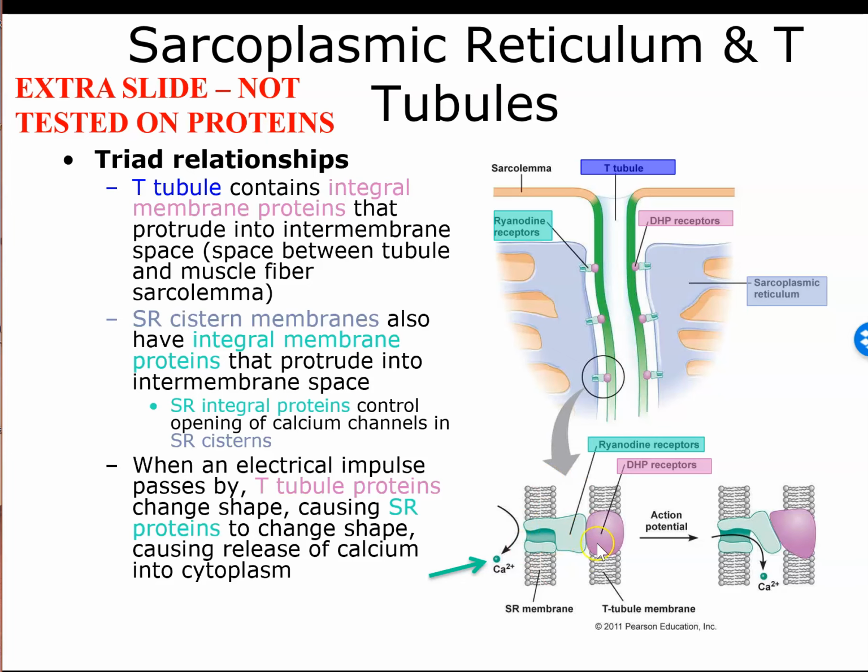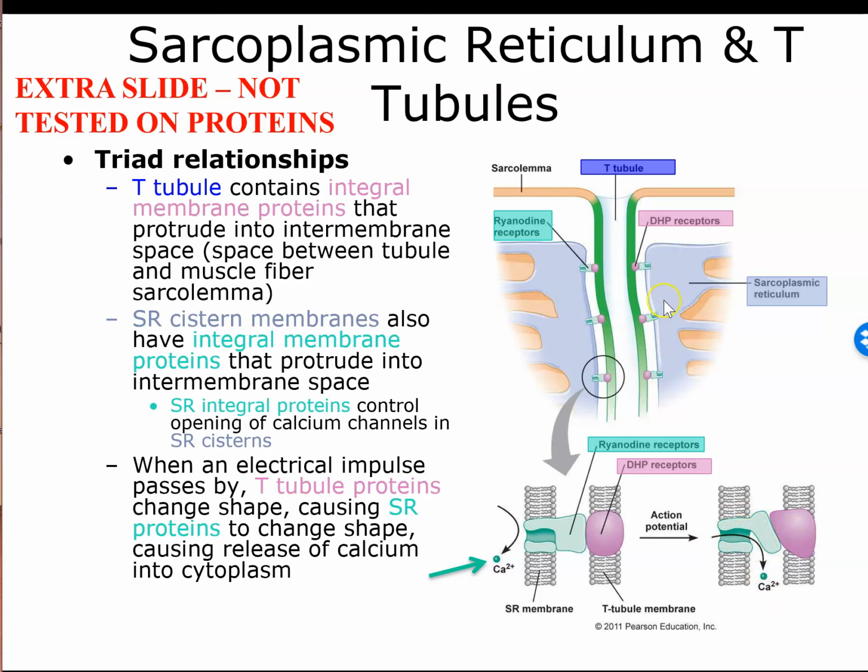So if we look at one that doesn't have an action potential stimulating it, it stays closed. So the calcium is going to stay within the SR. But if we get an action potential that comes through, so let's say it propagates down the sarcolemma and down the T-tubule, then we get that signal that's transmitted over to this voltage-gated calcium channel, and it is going to open and allow the calcium to leave the SR.